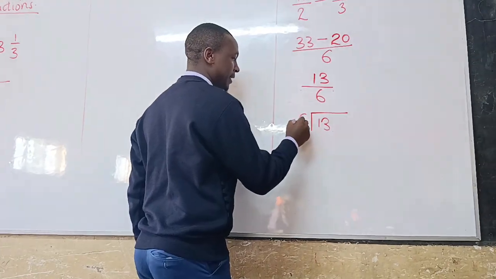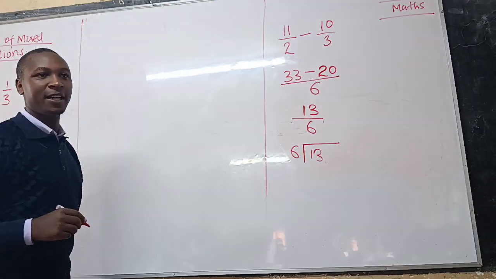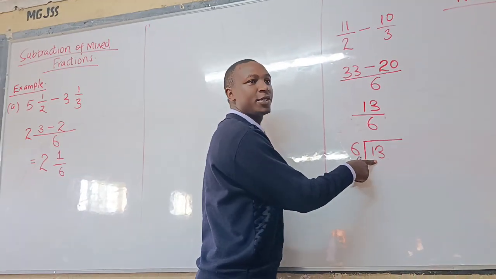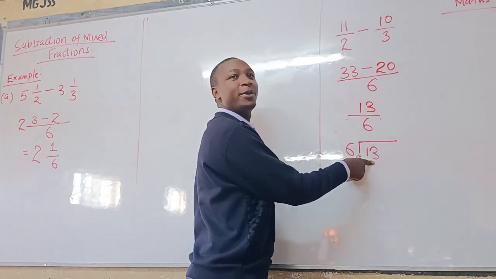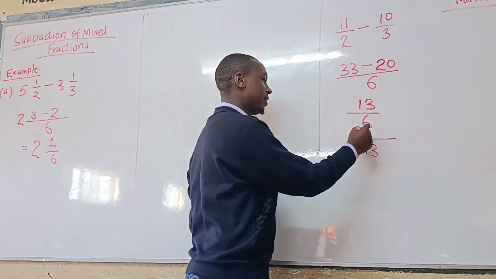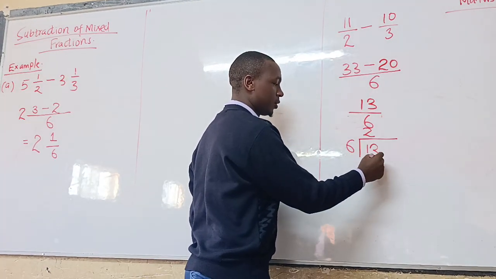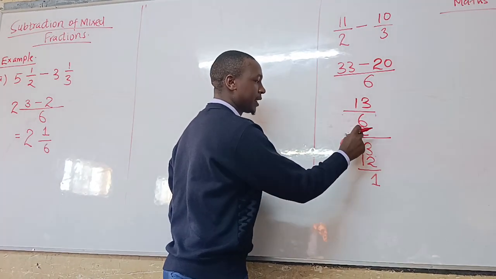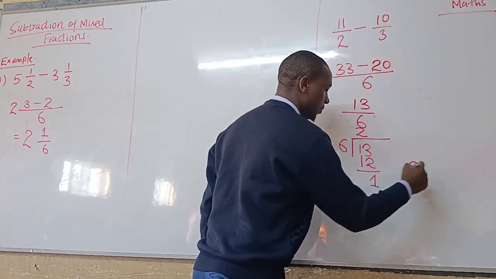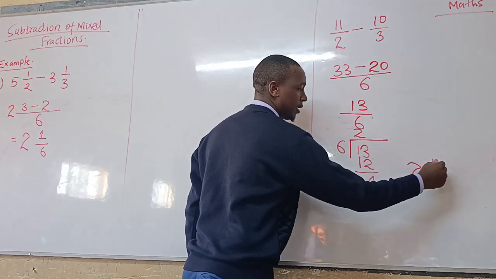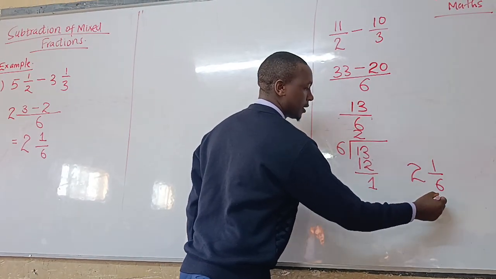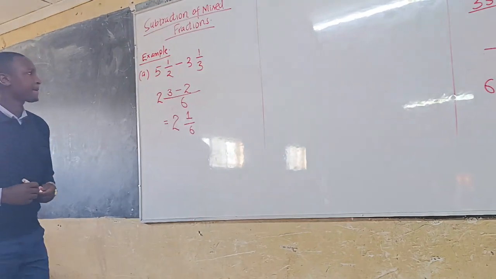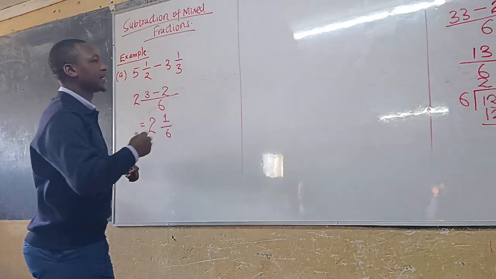13 divided by 6. Right? So 6 goes to 13 how many times? 2 times, huh? 2 because of what? 12. What is the remainder here? 1. So the final answer, we take 2, and then 1 out of what? 6. Very good. Alright. Let's work on the second example.